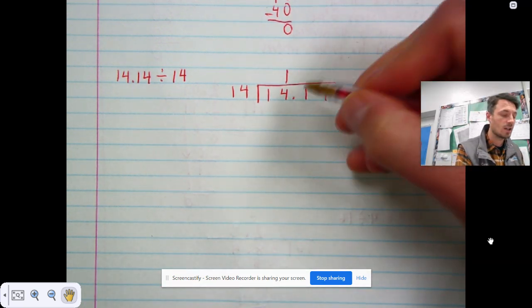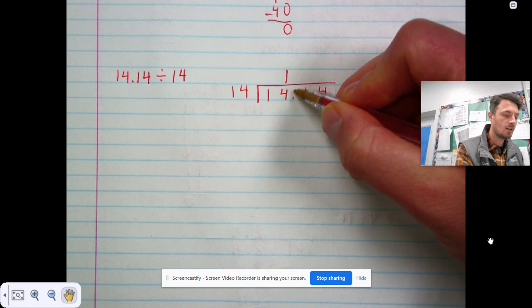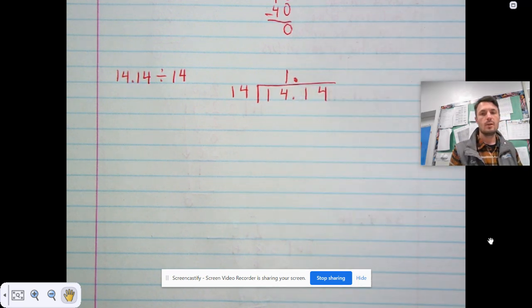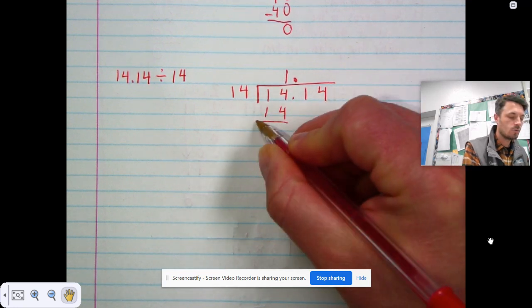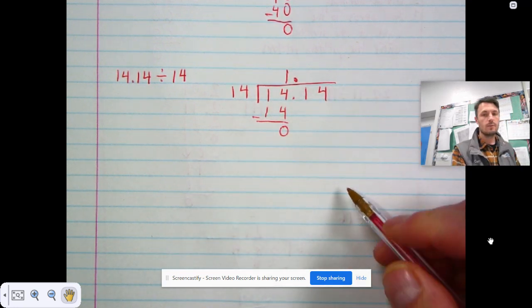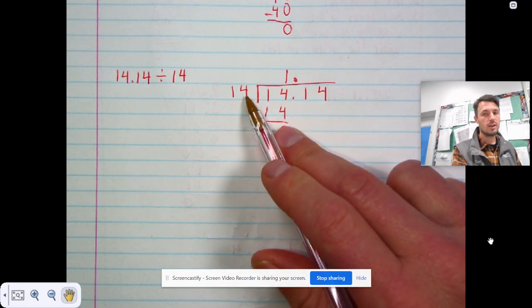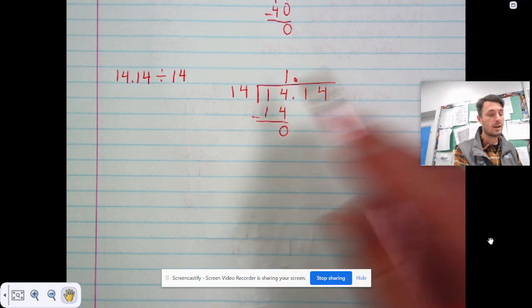Oh, and I forgot again. Decimal takes the elevator to the top floor. That's the first step. Ding, ding, going up. Now we multiply. 1 times 14 is 14. 14 minus 14 is 0. Is 0 smaller than 14? Yep, that's how we know this 1 is correct.